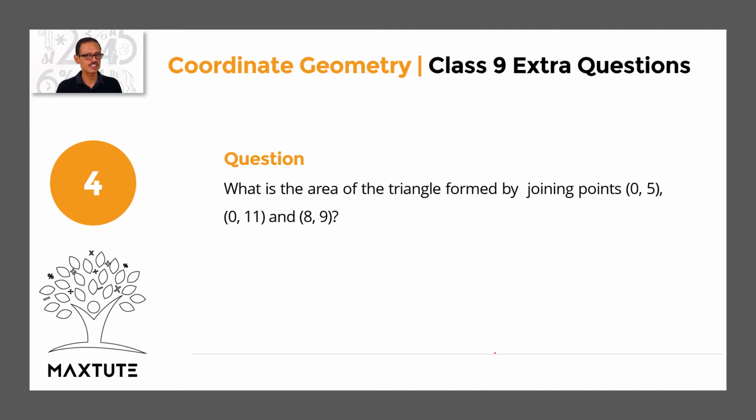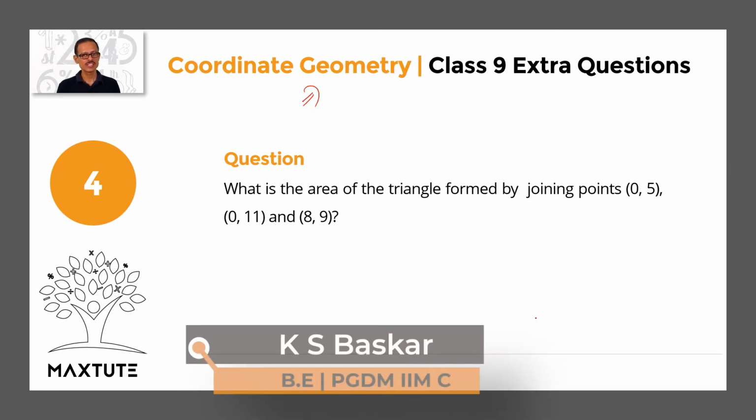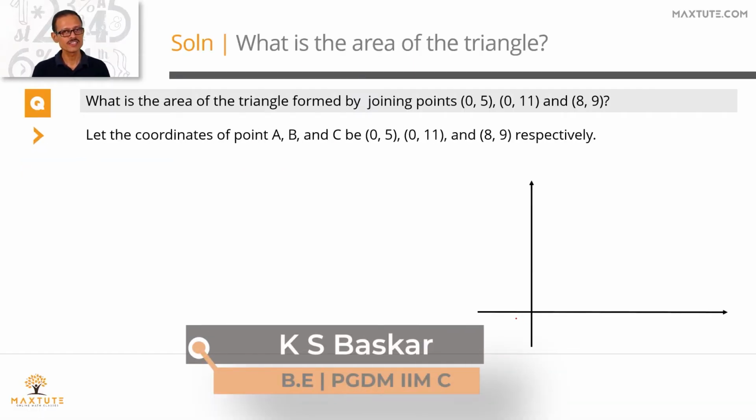CBSE Class 9 Math Extra Practice question from the chapter Coordinate Geometry. What is the area of the triangle formed by joining the points (0, 5), (0, 11) and (8, 9)? What is given to us are the coordinates of the vertices of the triangle.